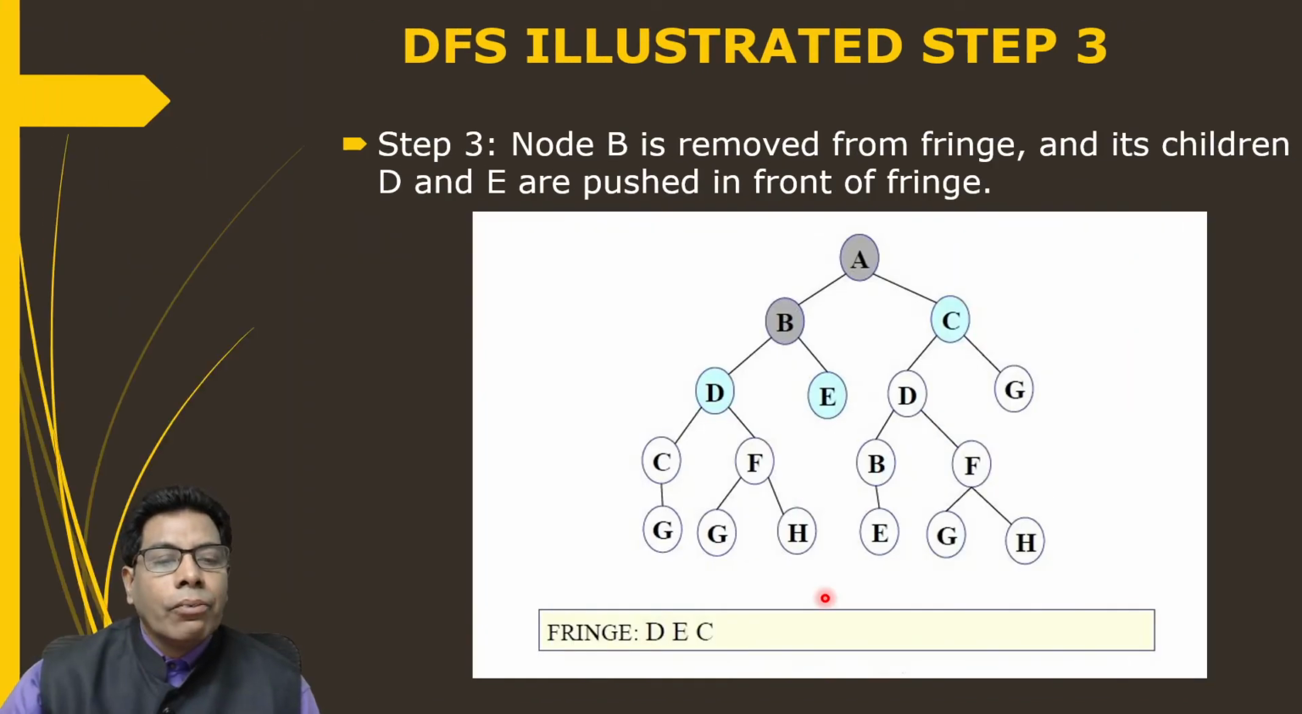Then next we expand node B. It has two children, D and E. They are put in the fringe at the front. You can see here C is present already, but D and E are put in the front. Now in this case, if you look at the figure, D and E are the deepest nodes. So they will be expanded first, and C will not be expanded before this.